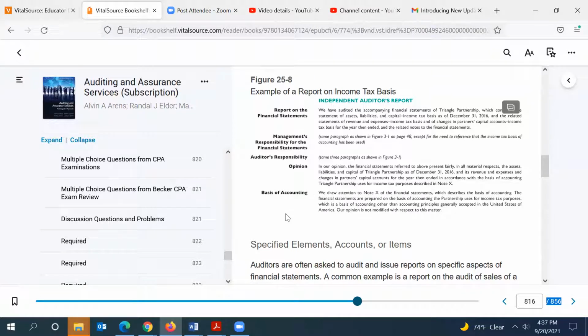Then finally, this basis of accounting used. It's an explanatory paragraph that comes after the opinion paragraph. Let's see what it says.